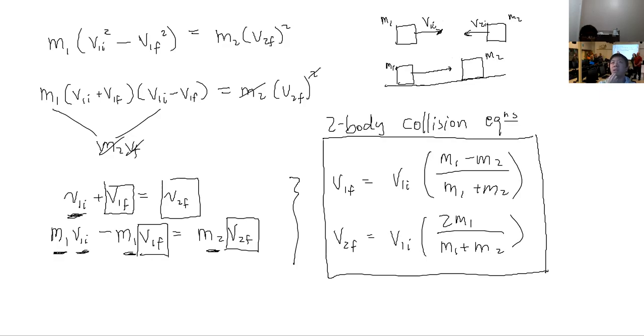So what do you guys think this vector is? The magnitude of this vector over here should be more than V1i from common sense. Yeah, so V1i plus V2i. That's exactly correct.